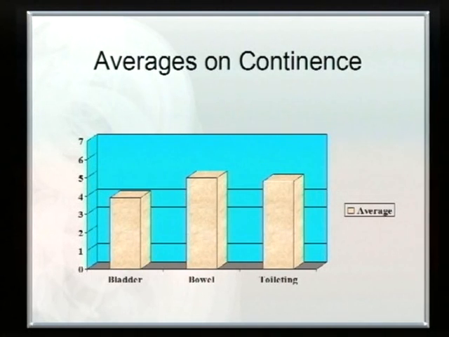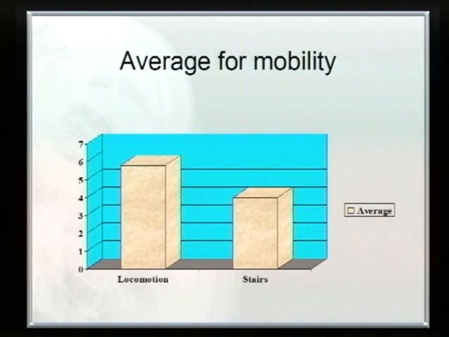These are the averages for continence, and it looks like, in terms of our average numbers, that the averages for bladder function were lower than bowel functioning, with the ability to toilet in between. So bladder functioning appears to be more of a problem in children with transverse myelitis at the time of outcome assessment. Mobility, doing stairs was more difficult than walking. That makes sense.